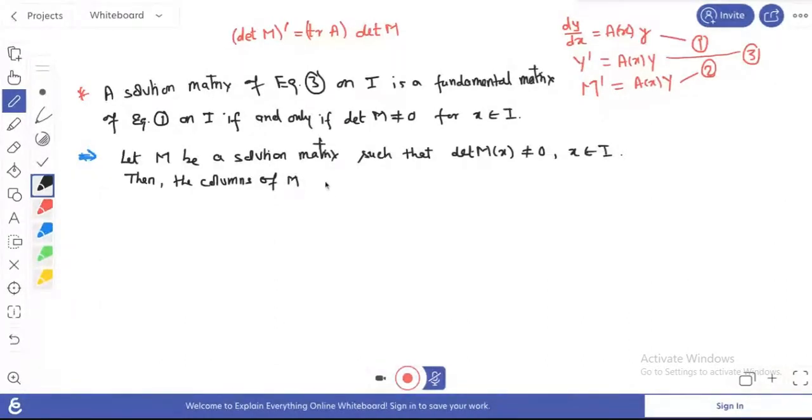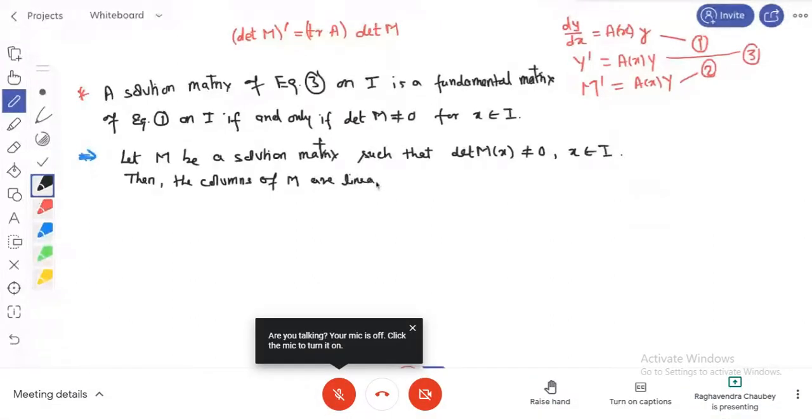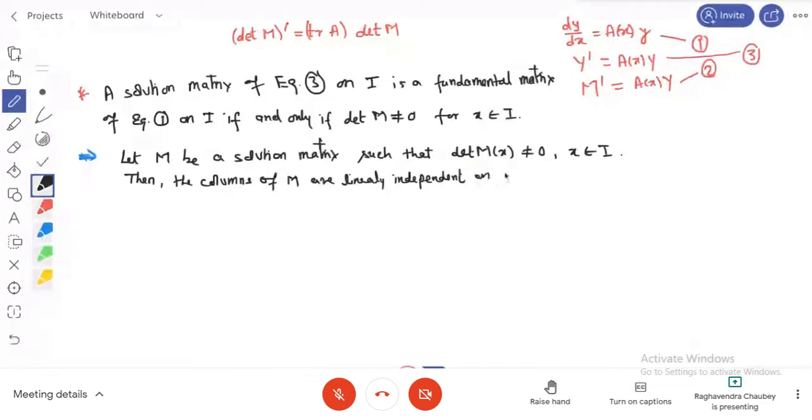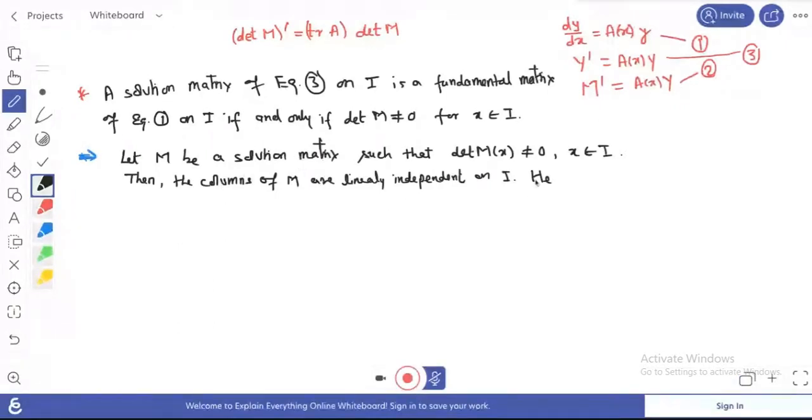So then the columns of the fundamental matrix are linearly independent on the given interval I. So if any matrix which is a solution matrix and its columns are linearly independent, then that matrix is said to be a fundamental matrix. So hence your M is a fundamental matrix. Okay.